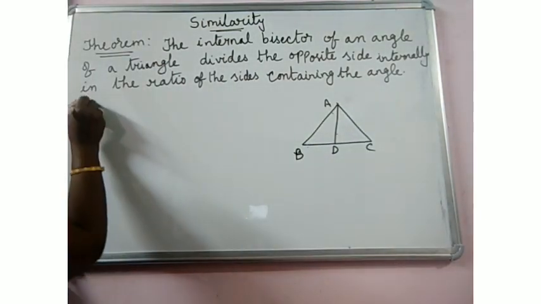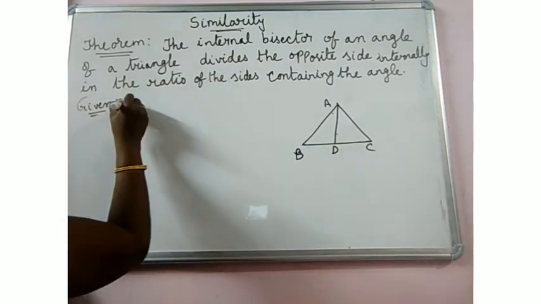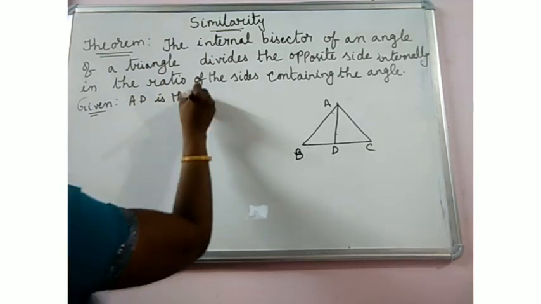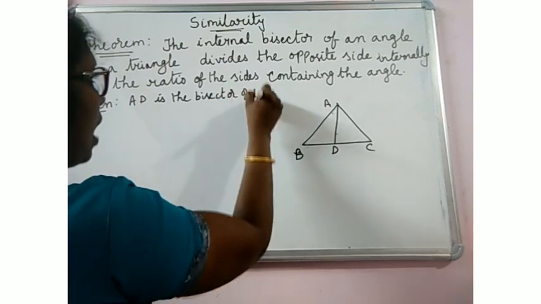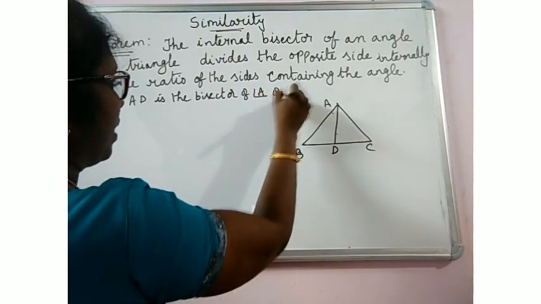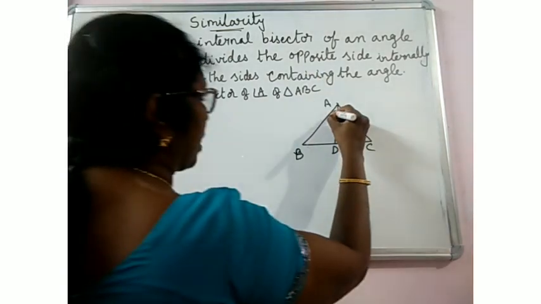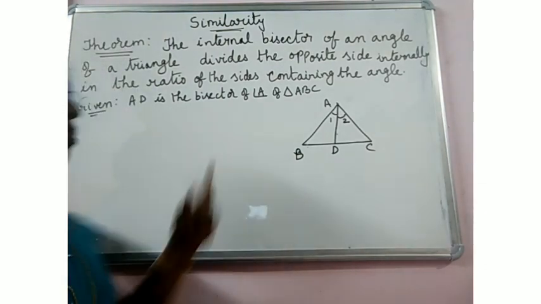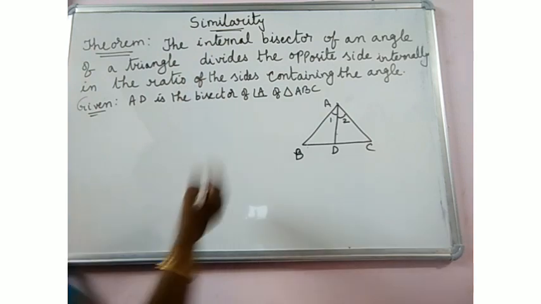So what is given to you is AD is the bisector of angle A of triangle ABC. That is what is given to us. Let us take this one as angle 1 and this as angle 2 for our better understanding. As AD is the bisector of angle A, angle 1 is equal to angle 2.